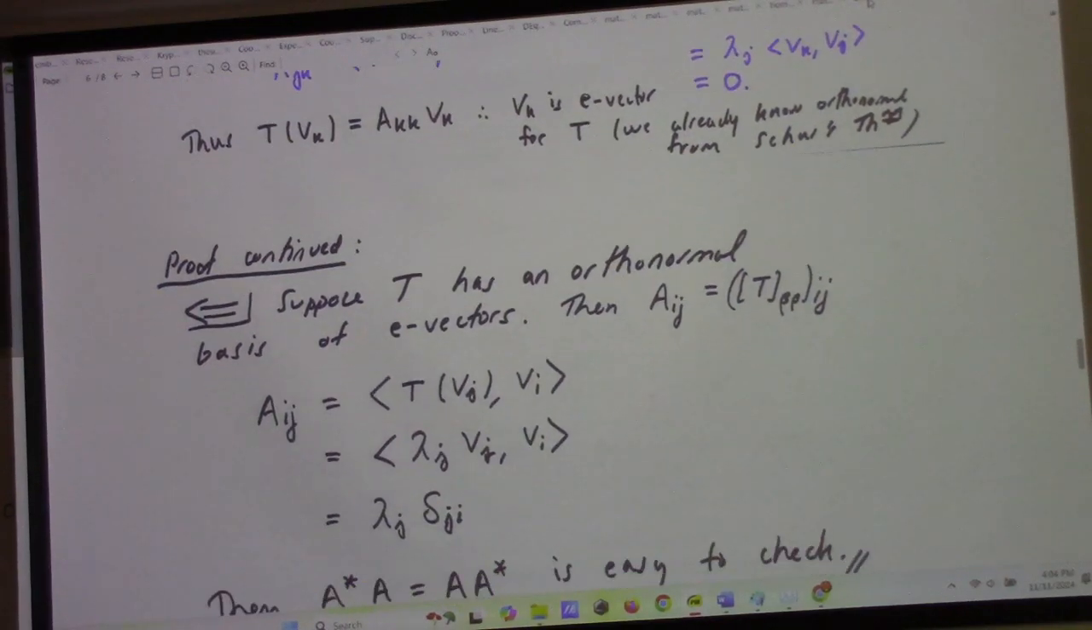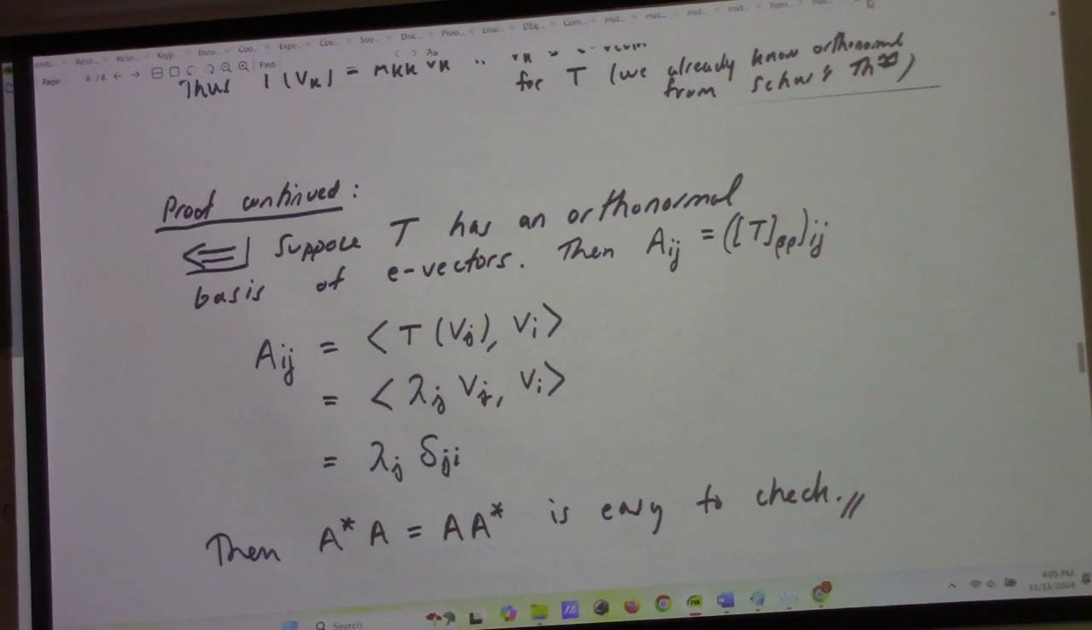Now the converse direction. Suppose T has an orthonormal basis of eigenvectors. Then each basis vector is an eigenvector, so the ijth component of the matrix is lambda j times delta ij. It's a simple matter to prove that a matrix that has this formula satisfies the normal equations. You can easily check that if this is the formula for the matrix, then the normal equations follow.